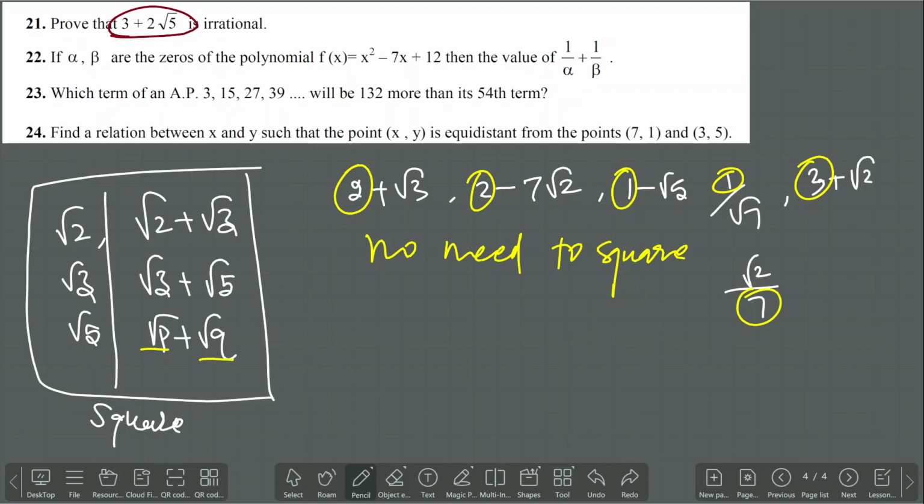See, both are irrational. When P and Q are prime, it's irrational. Both given numbers are fully irrational, and we have to square. That is the idea we have to follow. Do you understand? Right.